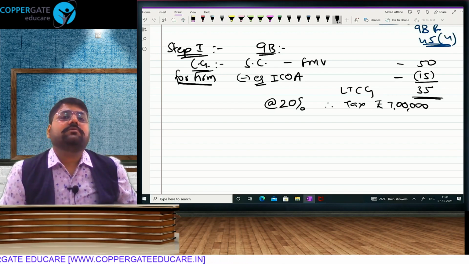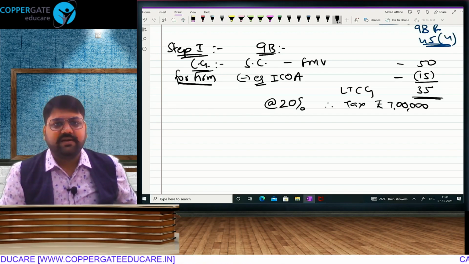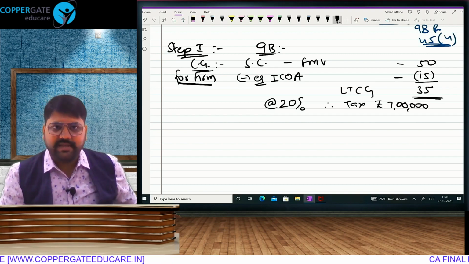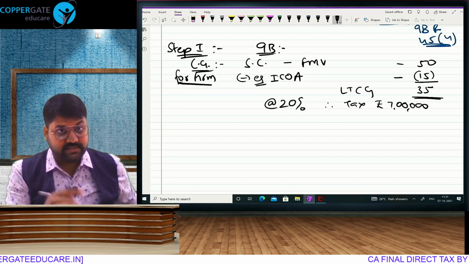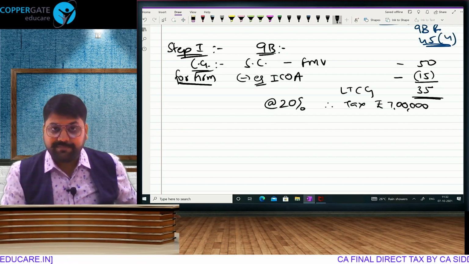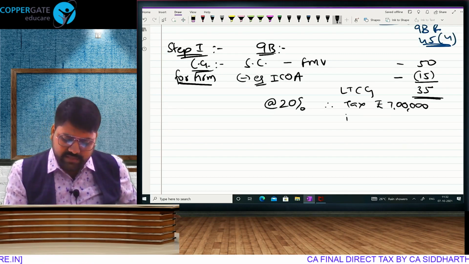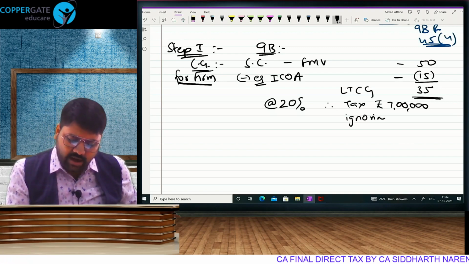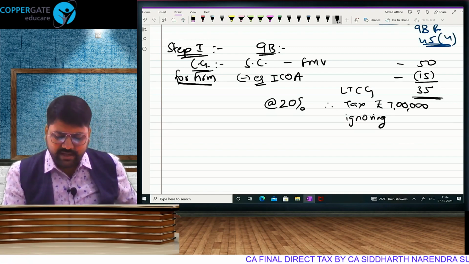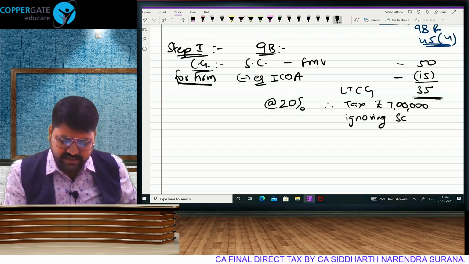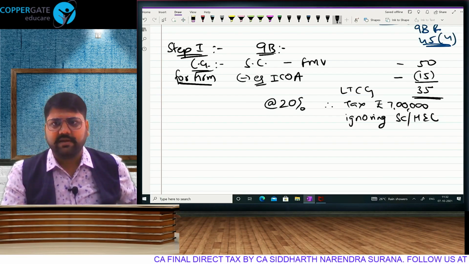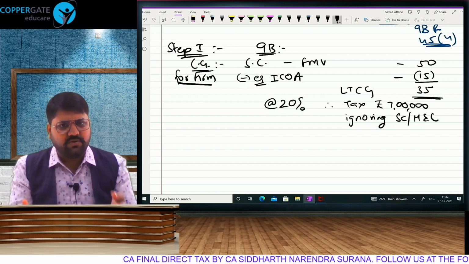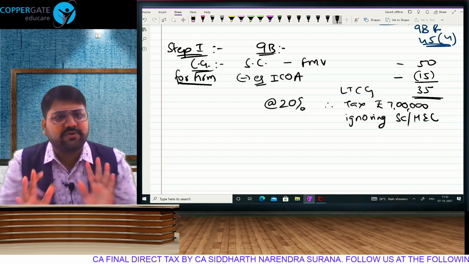7 lakh cannot be the final tax liability because there will be HEC also. But for the purpose of ease of calculation, this is again from the circular, they have said, of course, we all know there will be HEC, but for the time being, ignore surcharge and HEC. Just assume that 7 lakh is final tax liability. Of course, is it a right assumption? No. But they have said assume, so that calculation is easy.